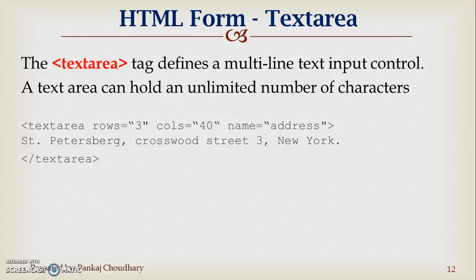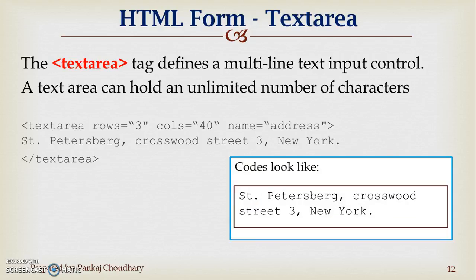Here is an example. The textarea contains an address, and the textarea tag has an opening and a closing tag. Textarea has the attributes rows equals 3 and cols equals 40, which means it will display a textarea of a size which shows 3 rows, and the number of columns is 40. To access this field, we have mentioned the name here, address. It looks like this on the browser.